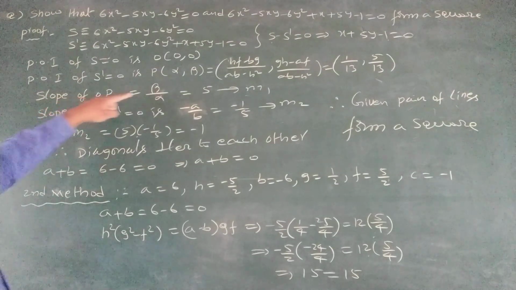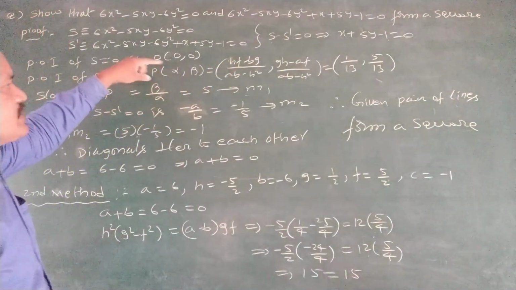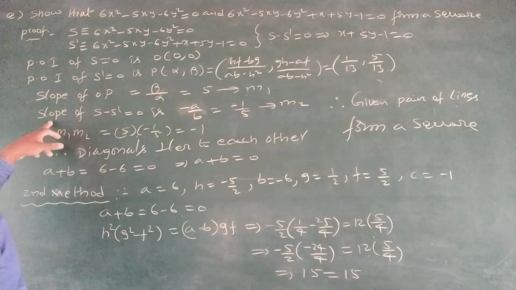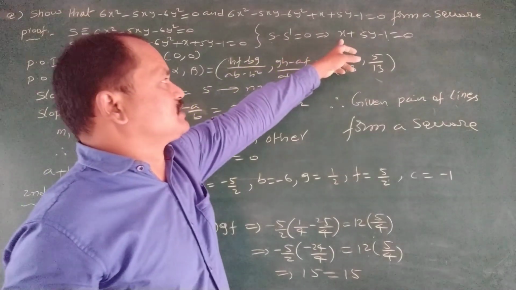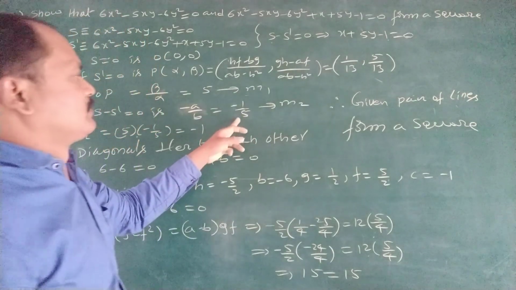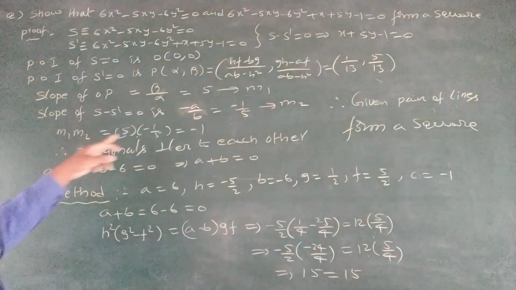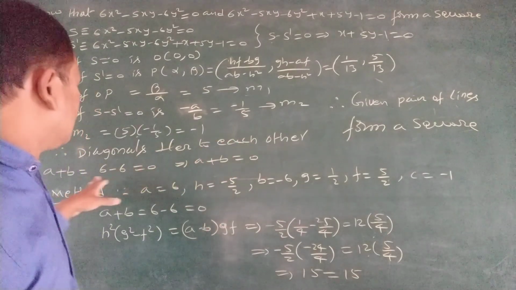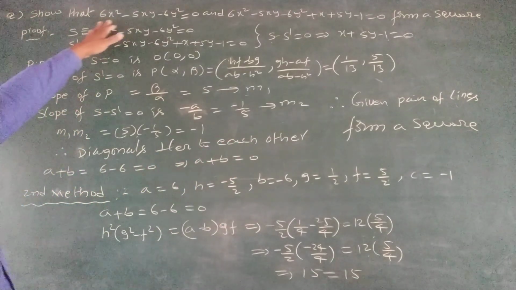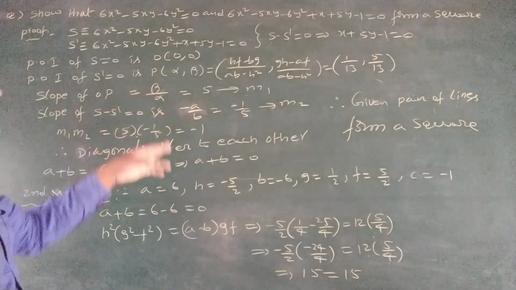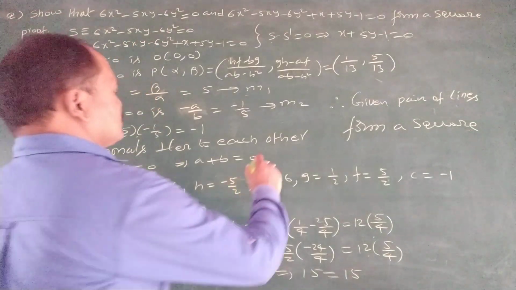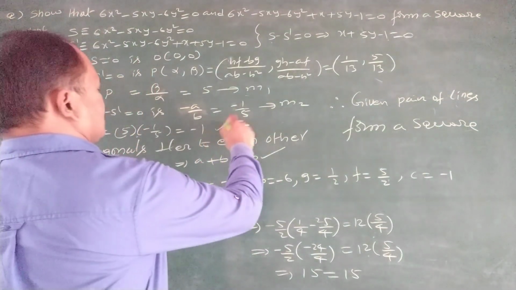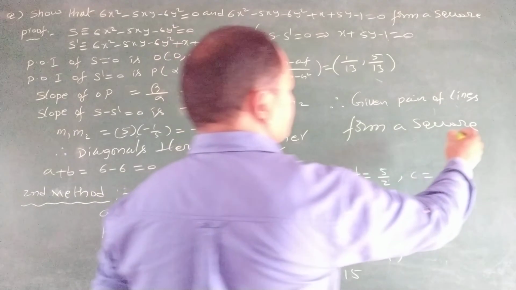Now the slope of OP, since we have to find the diagonals, the slope of OP is 5, and the slope of the line, this is minus a by b form, minus 1 by 5, taken as m1 and m2. The product of slopes is minus 1. That's why the diagonals are perpendicular to each other. Now a plus b, the coefficient of x square plus the coefficient of y square, is 0. Then the lines represent perpendicular lines. That's why a plus b is equal to 0 and the diagonals are perpendicular to each other. That's why the given lines form a square.